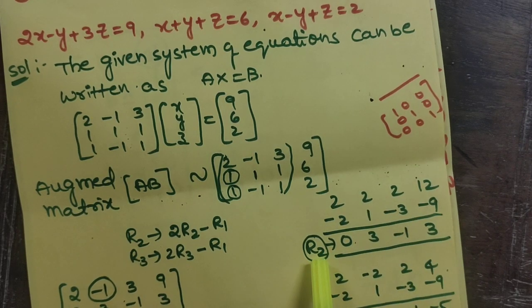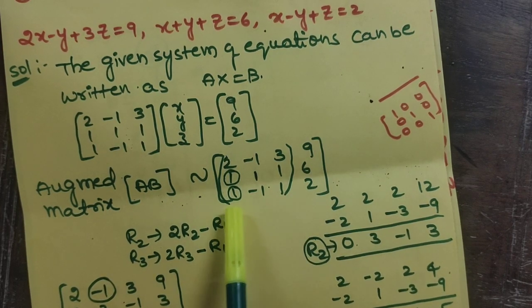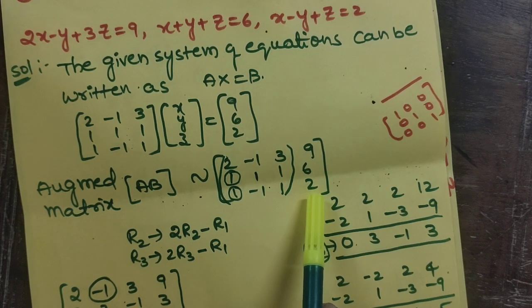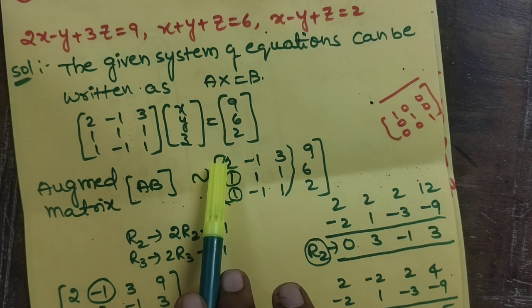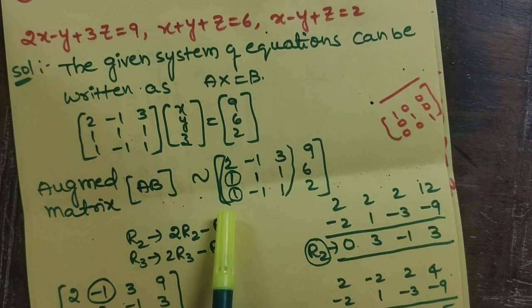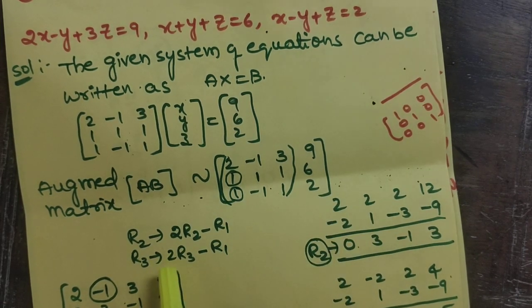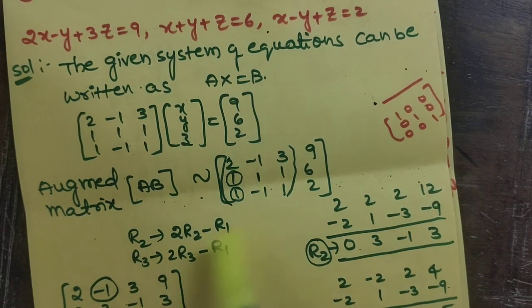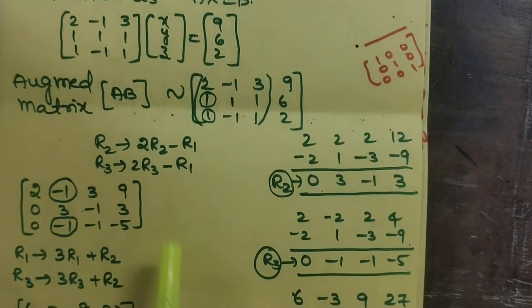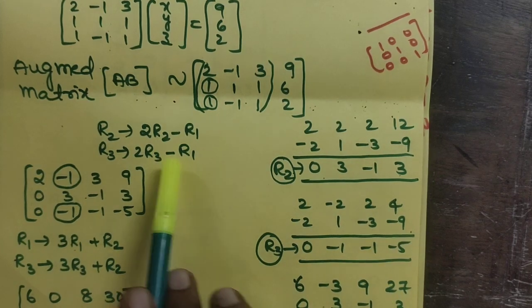This is R2. And next we do R3. Whatever elements we have in R3: 1, minus 1, 1 and 2. But to make this element 0 with respect to R1, we have 2 in the R1 place. So to get 2 in this place, that's why it is multiplying with 2. 2 ones are 2, yes or no? Next, 2 into minus 1 is minus 2. Again plus into plus is plus, 2 ones are 2. Next, 2 twos are 4, and minus R1.